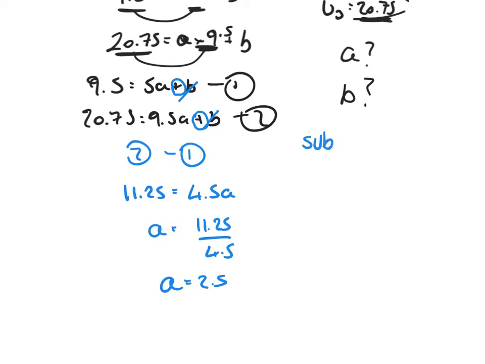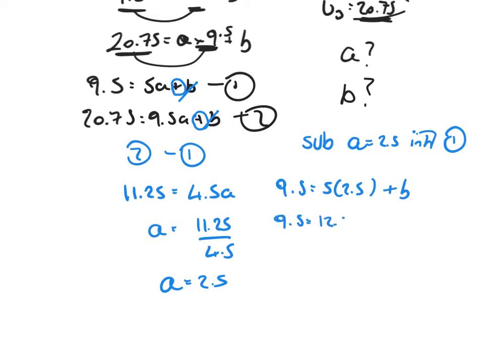I can then sub in A equals 2.5 into one of the equations to find B. Doesn't matter which one, let's go with equation 1. So that will be 9.5 equals 5 lots of 2.5 plus B. And that's 9.5 equals 12.5 plus B. B is equal to 9.5 minus 12.5, and B is equal to minus 3. Okay, let's try another.